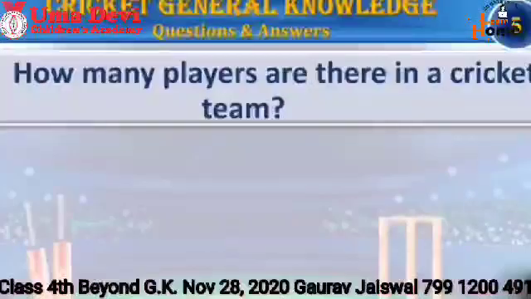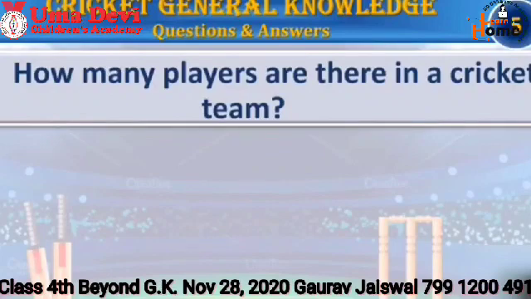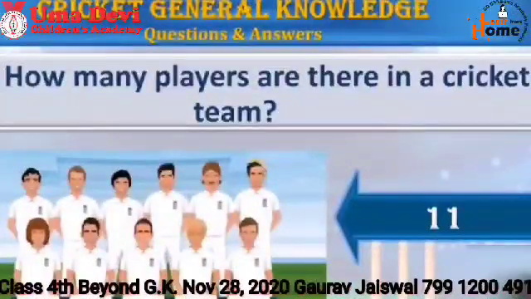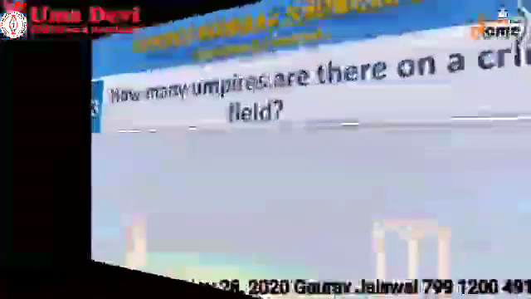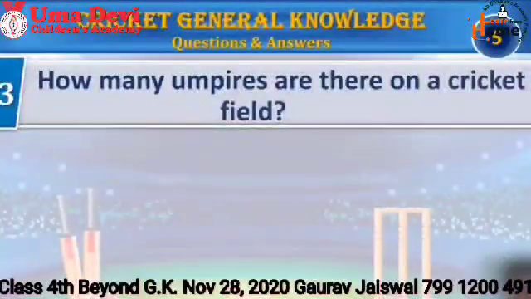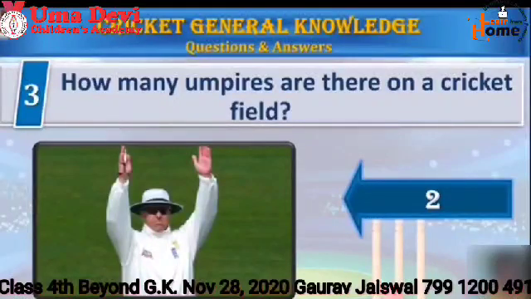Question number 2. How many players are there in cricket team? Your time start now. 5, 4, 3, 2, 1. The answer is 11. 11 players are there in cricket team. Question number 3. How many umpires are there on a cricket team? Your time start now. 5, 4, 3, 2, 1. The answer is 2. There are 2 umpires on cricket game.